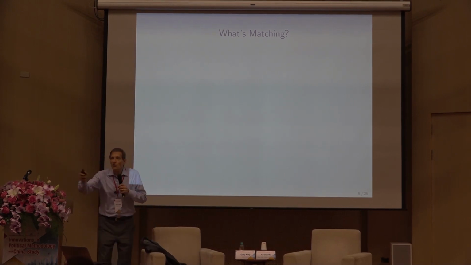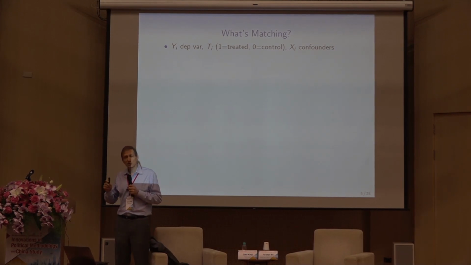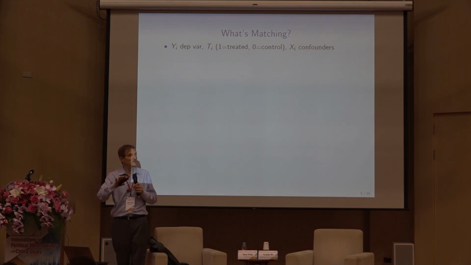Okay, so what's matching? Well, we'll have a dependent variable, which is Y, and a treatment variable, which is treated or control. We can generalize that. We can have more categories, we can have continuous things. There's other things you can do. I'm going to stick with the simplest case for the purposes of the talk, since the intuition is the same.